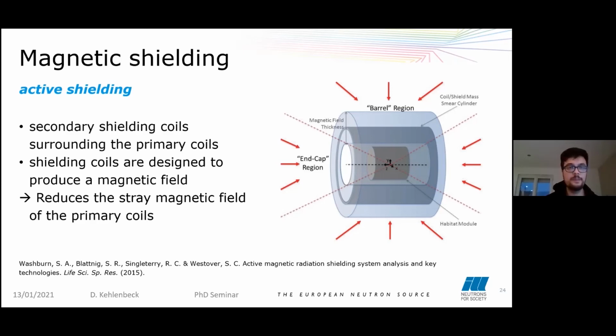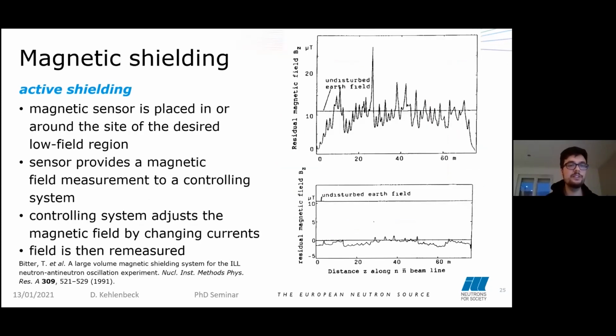But how does an active shielding work? We have a magnetic sensor placed in or around the side of the desired low field region. This sensor provides a magnetic field measurement to a controlling system, and this controlling system adjusts the magnetic fields by changing the currents. And then the field is measured again.